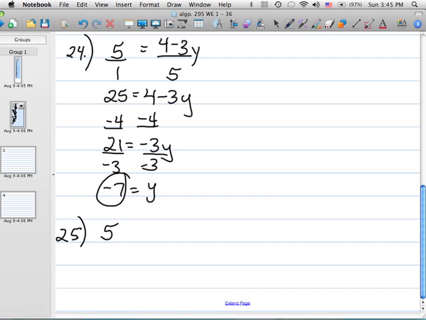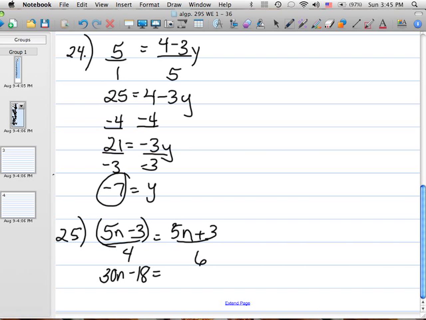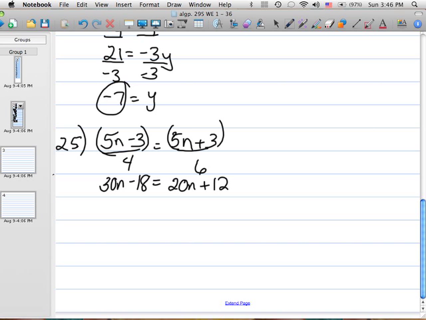25, 5n minus 3 over 4 equals 5n plus 3 over 6. Cross products using FOIL. 5n times 6 is 30n. 6 times negative 3 is negative 18. 5 times 4n is 20n, and 5 times a positive 3 is 12. First step is to get the n's on one side, subtract 20n, keep things positive. So we have 10n minus 18 equals 12.